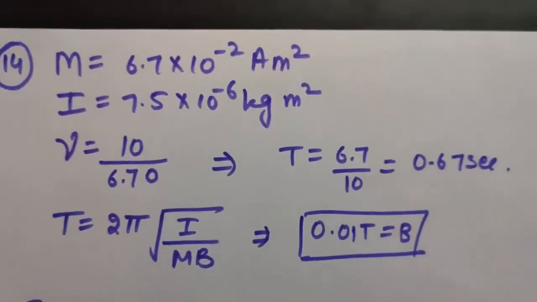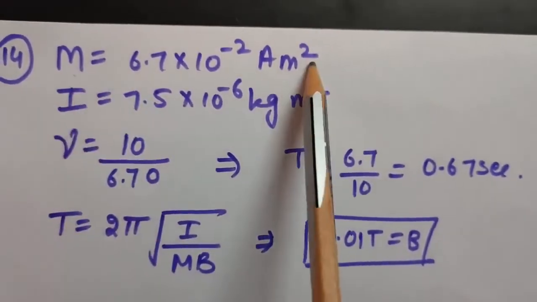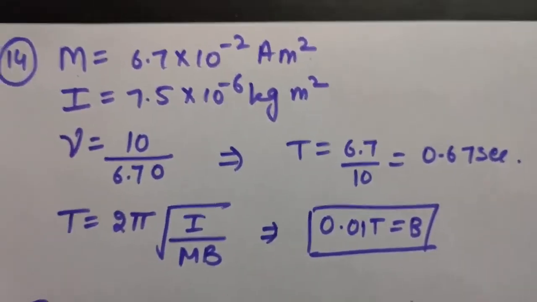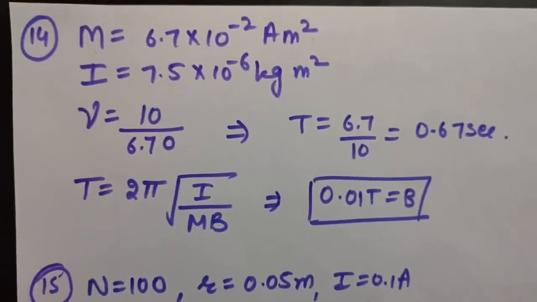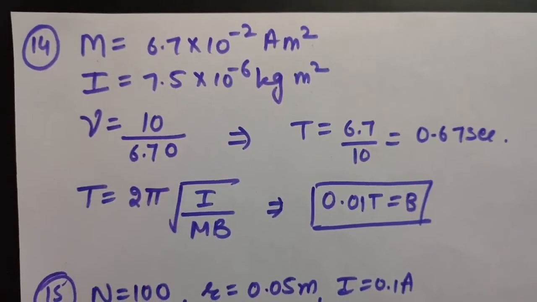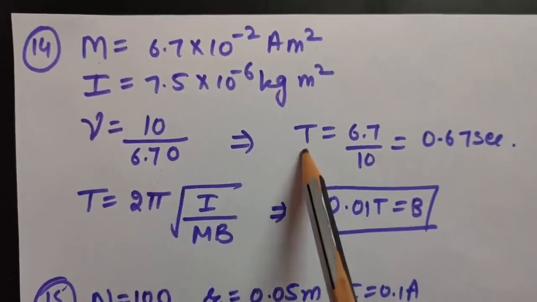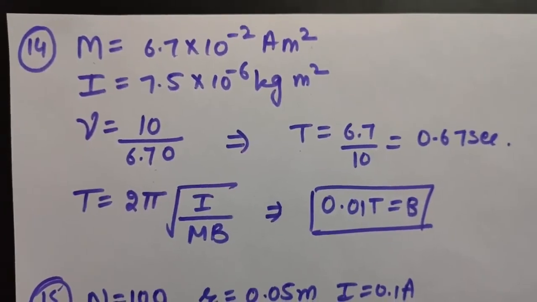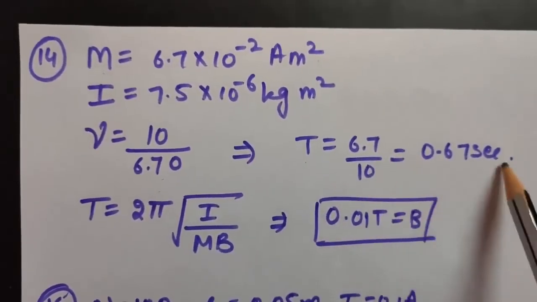Okay, so the next is question number 14. In that you are given magnetic moment and moment of inertia, and frequency is also given: 10 oscillations in 6.7 seconds. So frequency is oscillations per second. From here let us calculate time period, that is inverse of frequency, so that is 6.7 upon 10. So time will come to be 0.67 seconds.